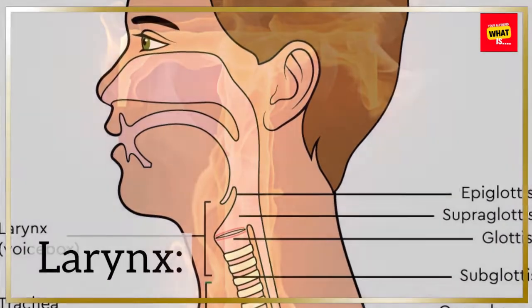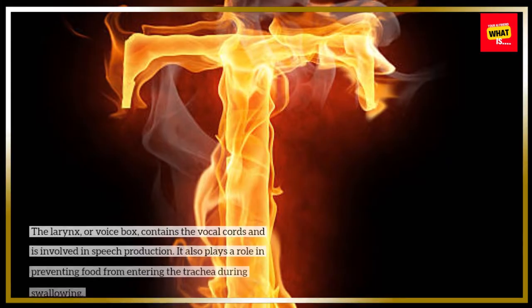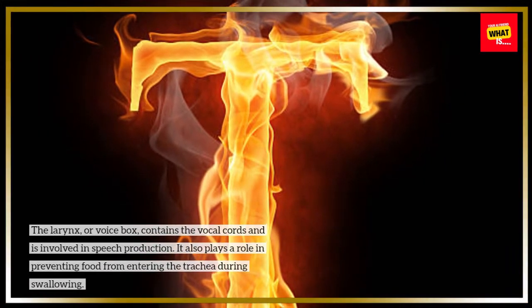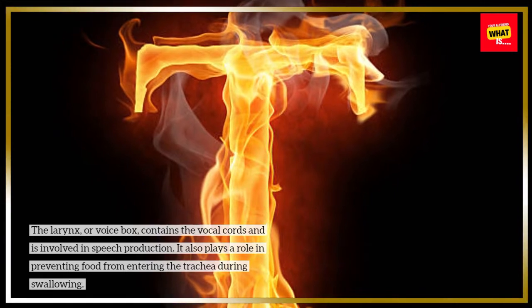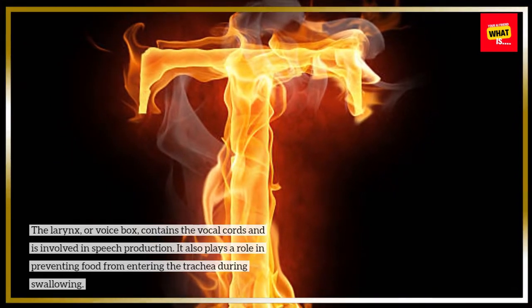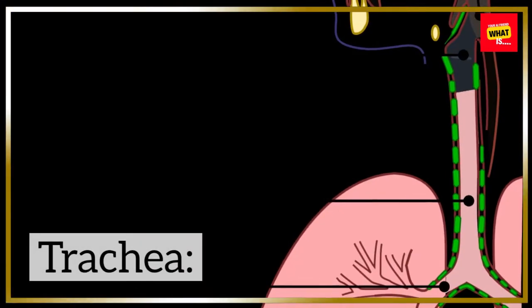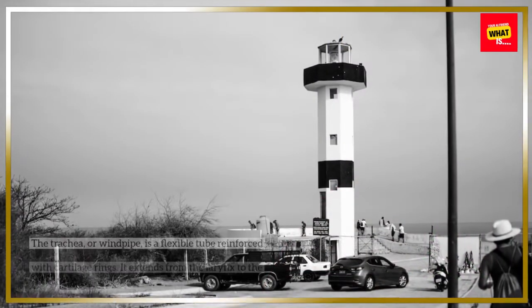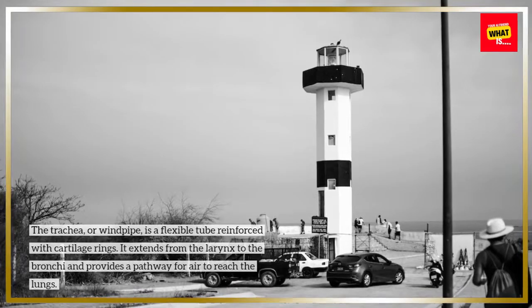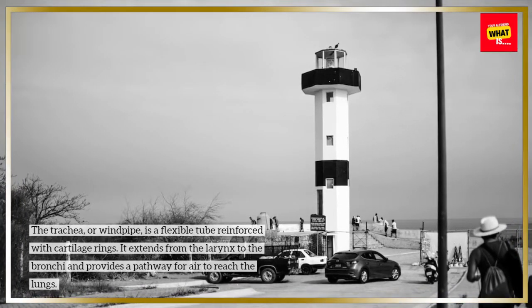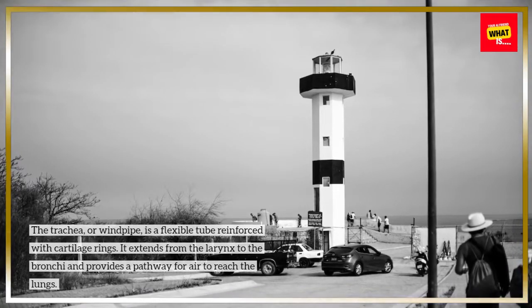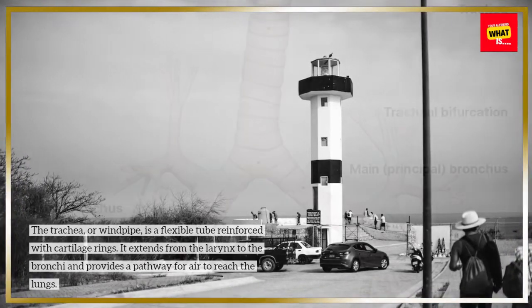Larynx. The larynx, or voice box, contains the vocal cords and is involved in speech production. It also plays a role in preventing food from entering the trachea during swallowing. Trachea. The trachea, or windpipe, is a flexible tube reinforced with cartilage rings. It extends from the larynx to the bronchi and provides a pathway for air to reach the lungs.